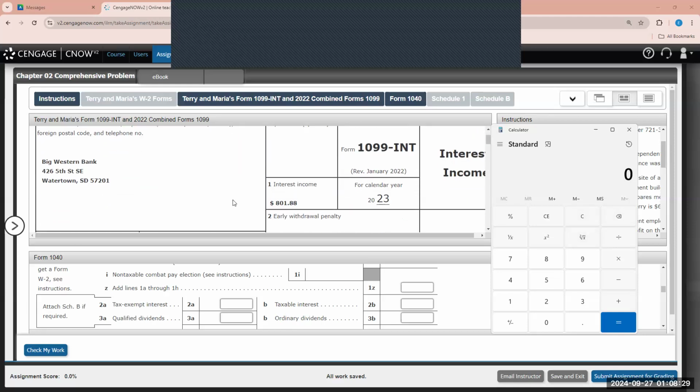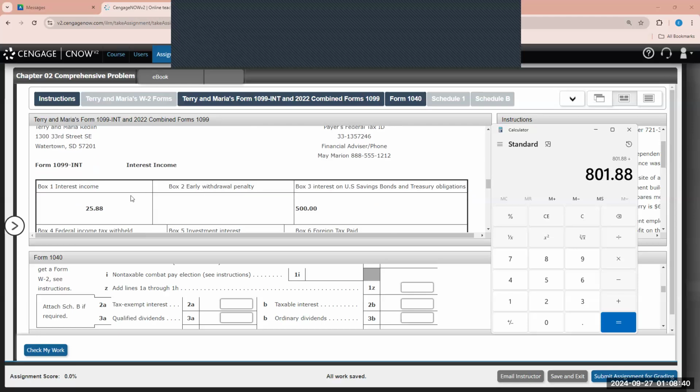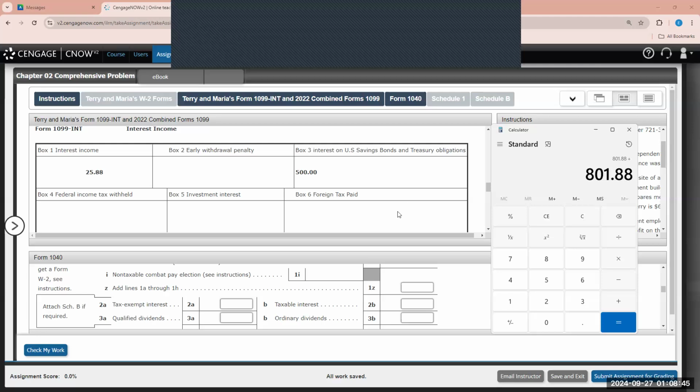All right, so on this first 1099 INT from Big Western Bank, the interest income is $801.88. And then the 1099 INT from Friar Truck Investments shows us interest income of $25.88 plus interest on U.S. savings bonds and treasury obligations of $500. So we add these three amounts. So keep in mind, box 1 shows interest income and box 3 shows interest on U.S. savings bonds and treasury obligations. This $500, this amount in box 3, is also considered taxable.